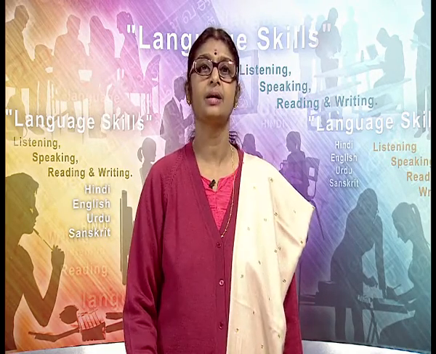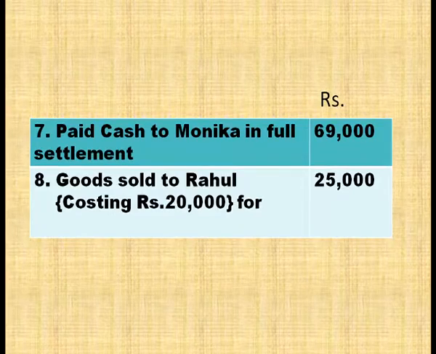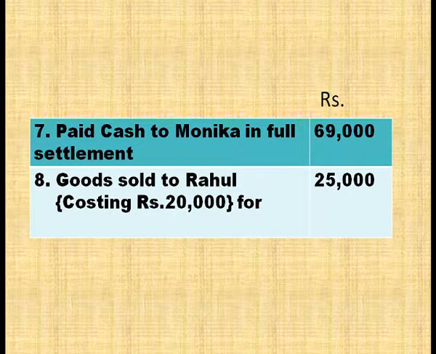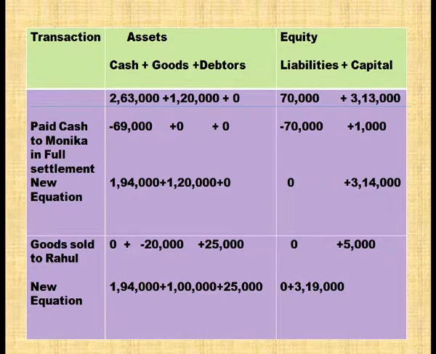Another transaction, paid cash to Monica in full settlement 69,000. Actually, we have purchased from Monica for rupees 70,000 and we are settling this transaction by giving only rupees 69,000. Goods sold to Rahul costing rupees 20,000 for rupees 25,000. So, first transaction, paid cash to Monica in full settlement. We have paid only 69,000, so cash is going from the business, only 69,000.